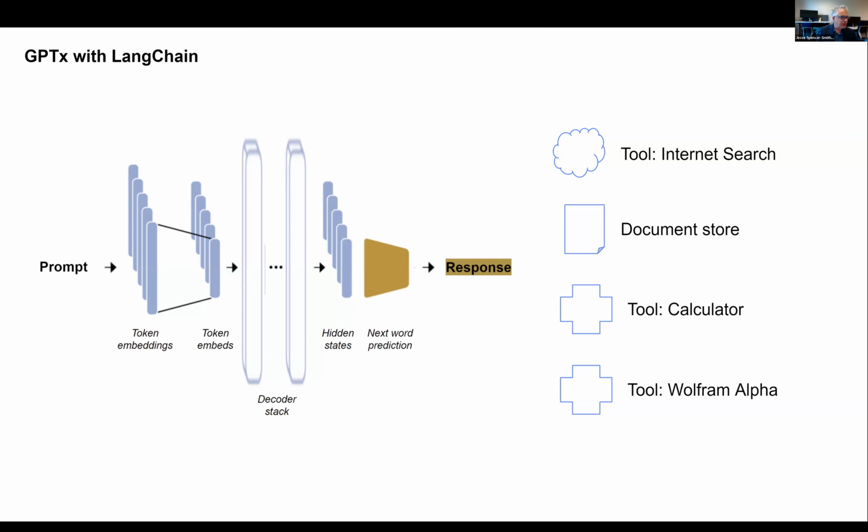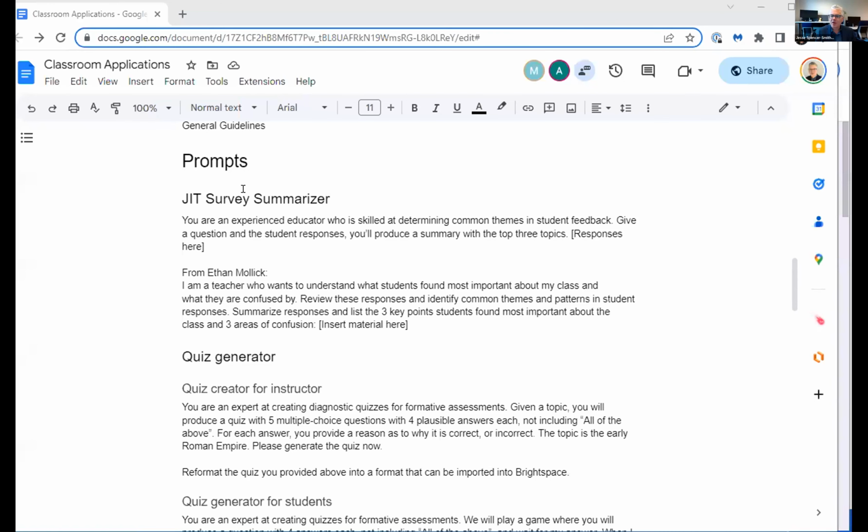So let's go ahead and see what this looks like in practice, and then I'll take any questions that you have as we go into this. So I'm going to show you some prompts here, and we're going to be trying out some of these prompts. I'm going to ask for you to try them out too. I'll paste these in for you to try out as well. So here's some prompts. This is the just-in-time survey summarizer. We used a version of this at the very beginning here. You're an experienced educator who is skilled at determining the common themes in student feedback.